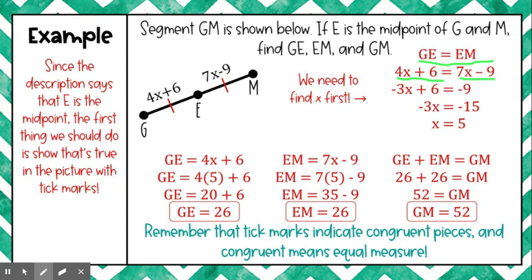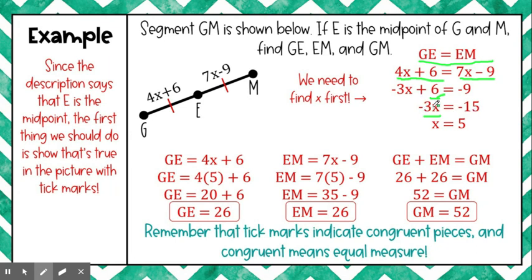And then we're going to go ahead and get rid of that 6 on the left side. To do that, since it says plus 6, we are going to subtract 6. So take minus 6 here. Negative 9 minus 6 is negative 15 here. That leaves us with negative 3x equals negative 15.